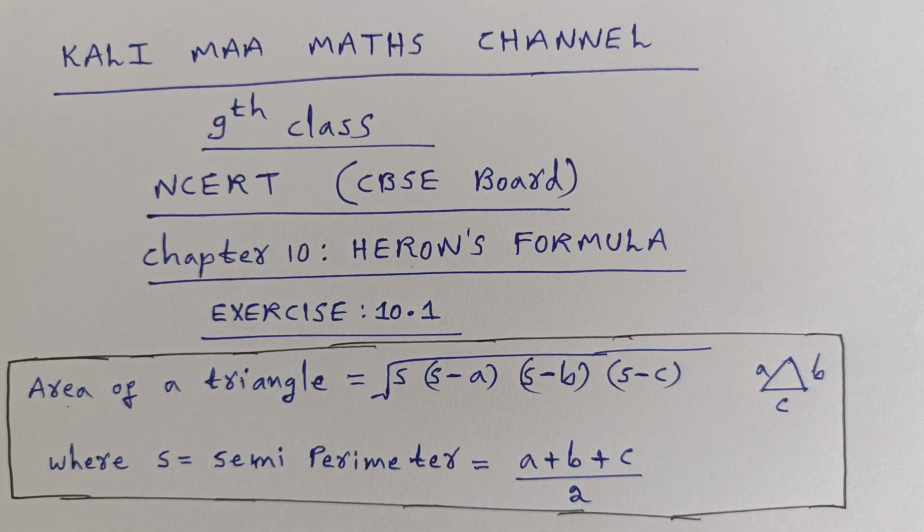In this video, we discuss 9th class NCERT CBSE board chapter 10 Heron's formula. In that we discuss first exercise problems. All these problems depend upon these two formulas. In every problem we have to calculate the area of a triangle using this formula: under root of s into s minus a into s minus b into s minus c, where s is called the semi-perimeter. We can calculate this by adding the three sides of the triangle, and after adding we take half of that, that means divide by 2.